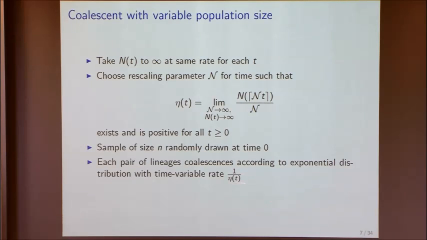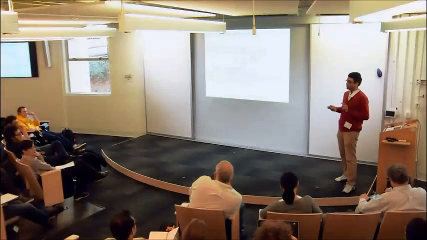But you can get this formally by taking this limit and doing the same kind of math that Shishi talked about earlier to get the coalescent process from a constant population size. Intuitively, what do I need about the fluctuations of population size for this kind of rescaling to work?